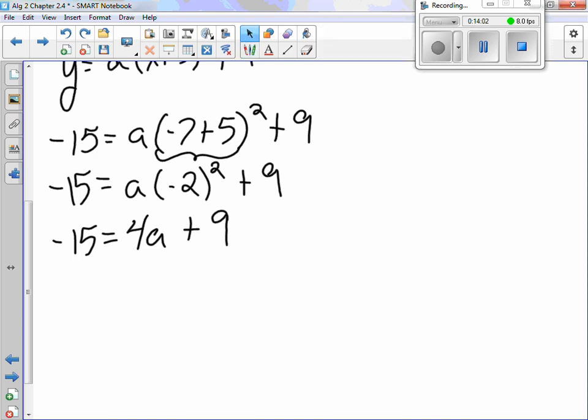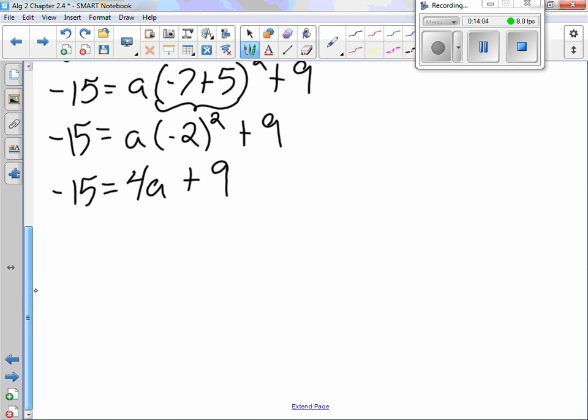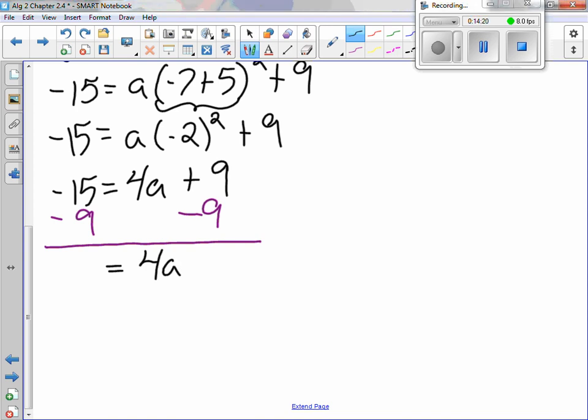Now, what do we do next? We would subtract 9. Do not combine 4a and 9. They are not like terms. 4a and 9 are not like terms. -15 minus 9 would be -24. And if you're not comfortable with doing those, -24 minus 9, type it in a calculator. There's nothing wrong with typing them in a calculator and checking your answer.